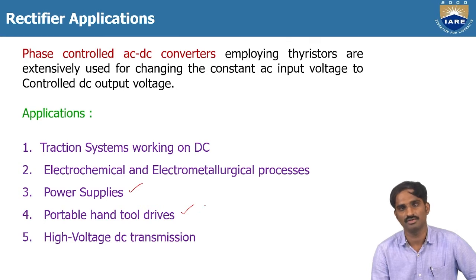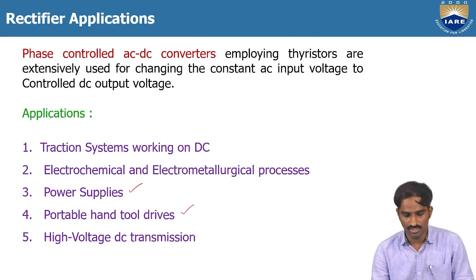The best example is our mobile. If you want to charge the mobile, we will use the charger, like the adapter. Inside the charger or the adapter, you can find the same schematic which we have seen before. There you can find a transformer, a rectifier circuit, a filter, and a voltage regulator. So all these devices you can find in a small mobile charger. That is one of the best examples for rectifier applications.